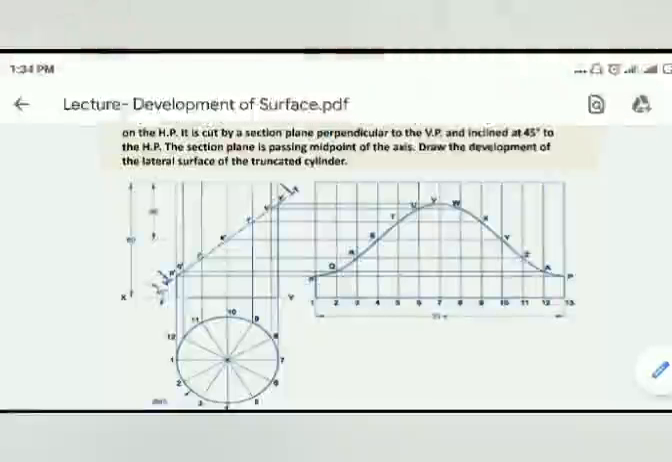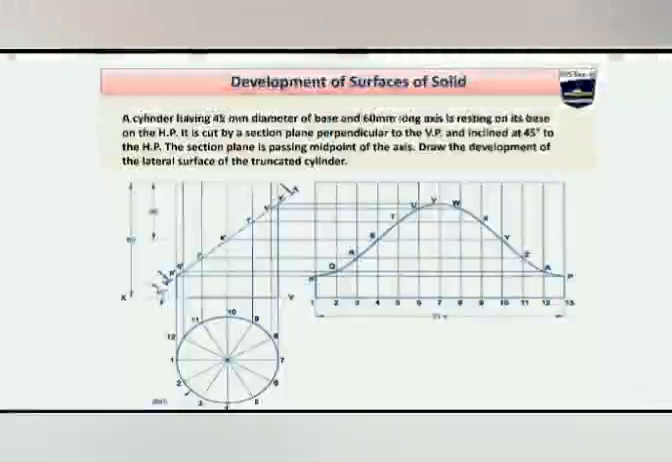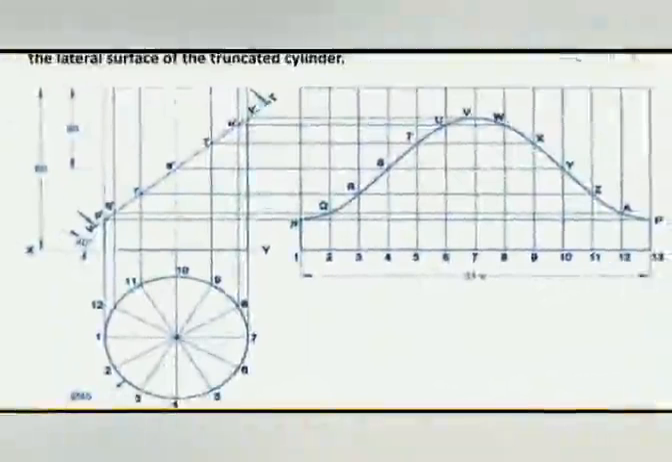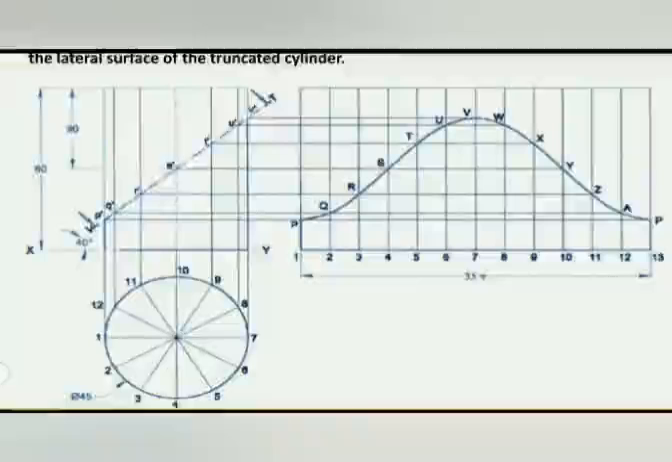सो इन दिस फर्स्ट वी हैव टू ड्रॉ द प्रोजेक्शन ऑफ सिलेंडर, then we have to cut the cylinder from the midpoint of axis at an angle of 45 degree, this is the angle of 45 degree, and this is passing through the midpoint of the axis. Then we have to draw the development of cylinder, which is a rectangle of length 2πr, that is 2πr or πd.